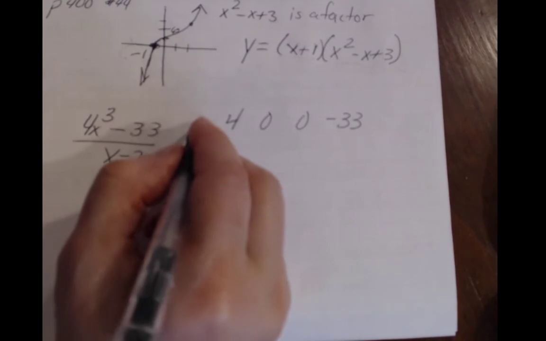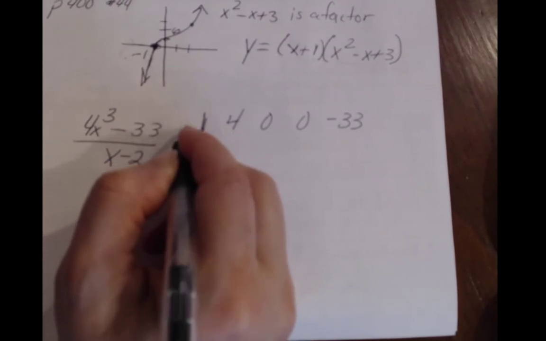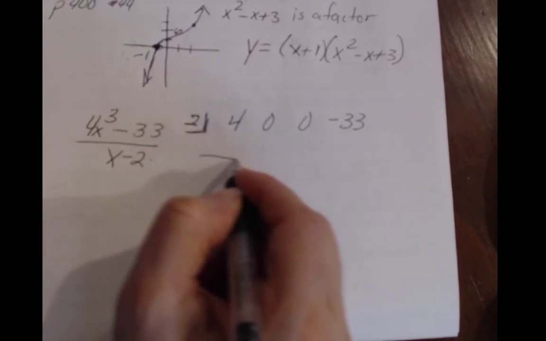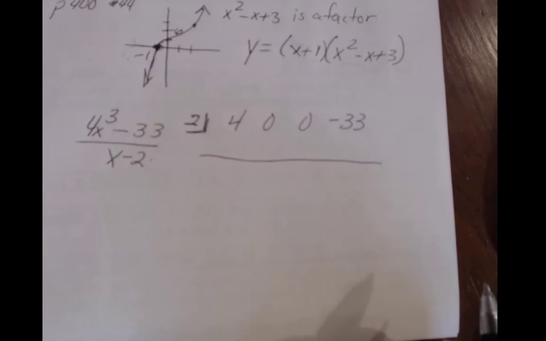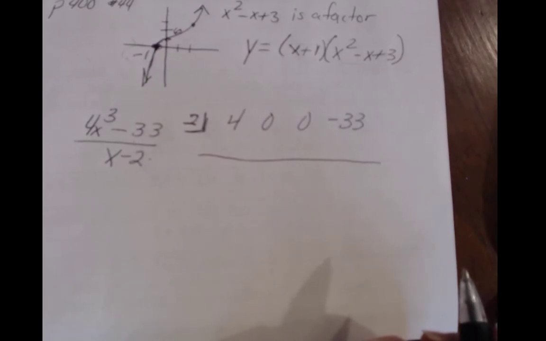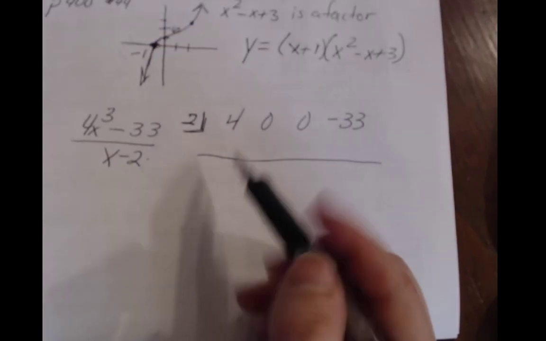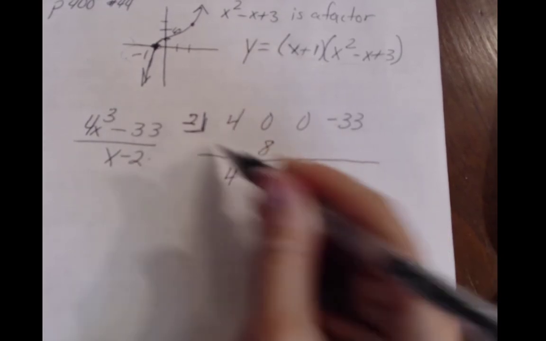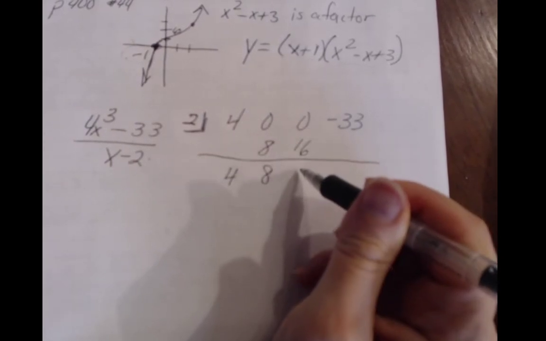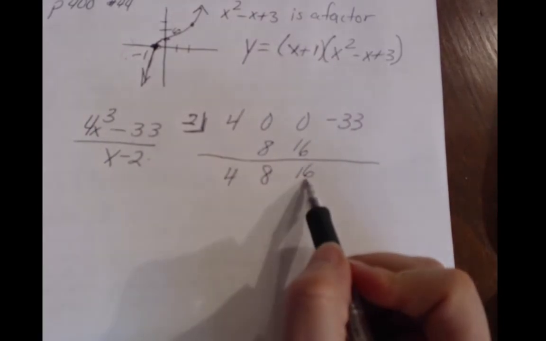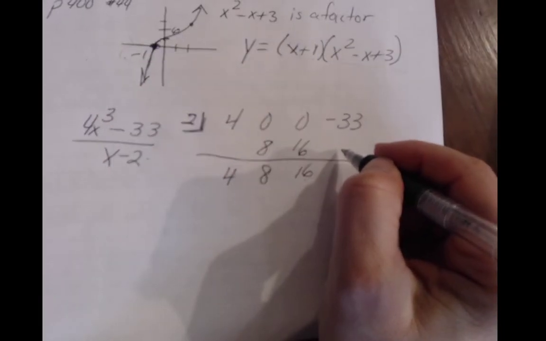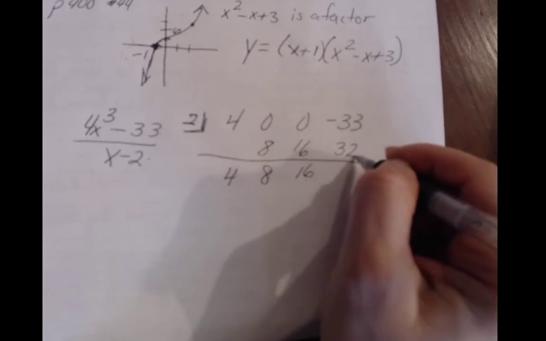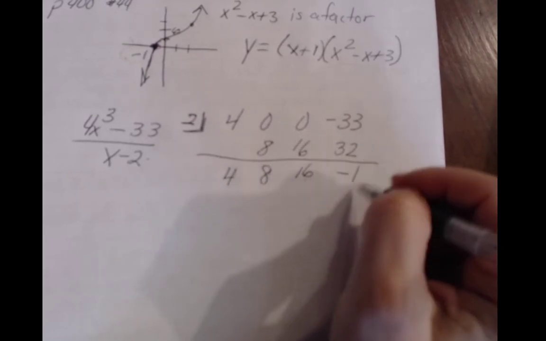We're going to divide that by x minus 2, but here we're going to set that equal to 0, solve, so we're going to put 2 in our box for synthetic division. We're going to drop down the 4, multiply by 2, 8, add 8, multiply by 2, 16, add, multiply by 2, 2 times 16 is 32, add negative 1. It did not divide evenly.